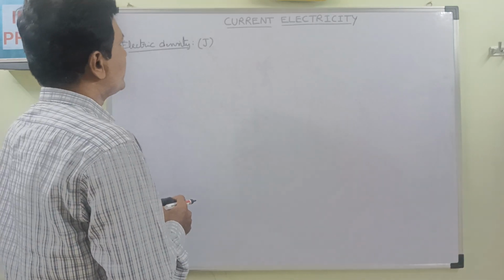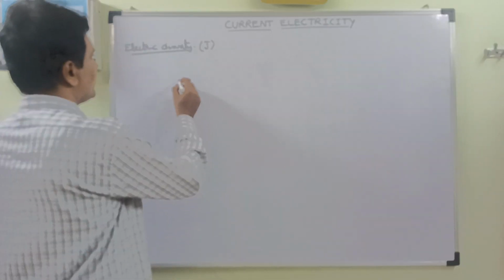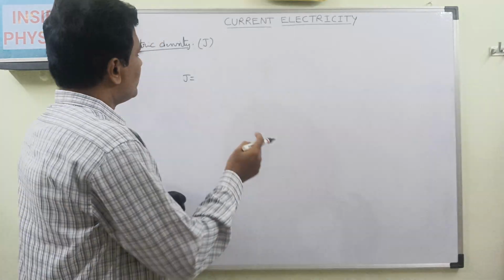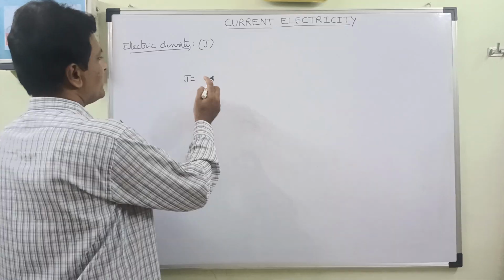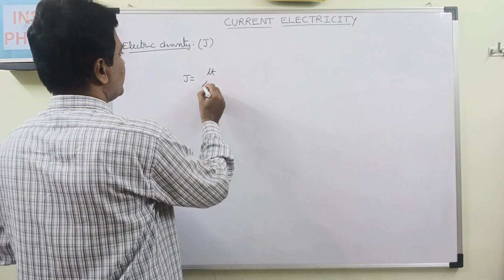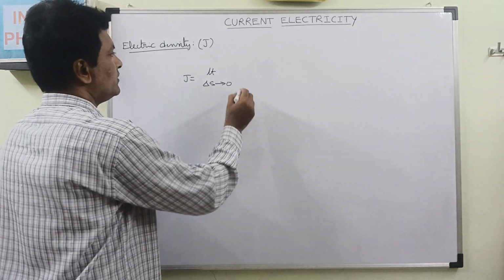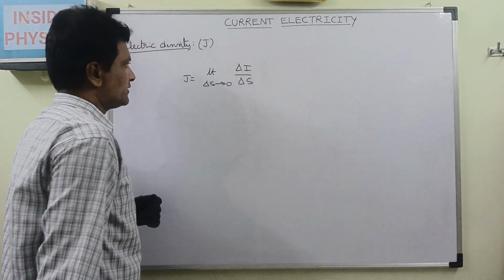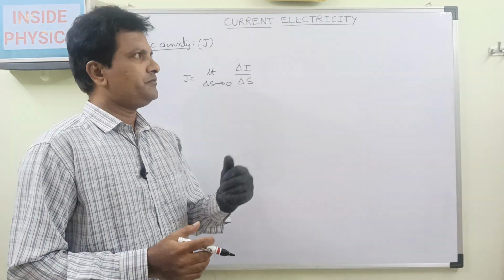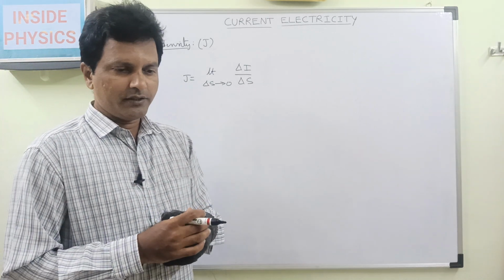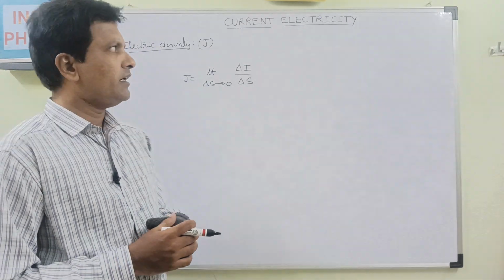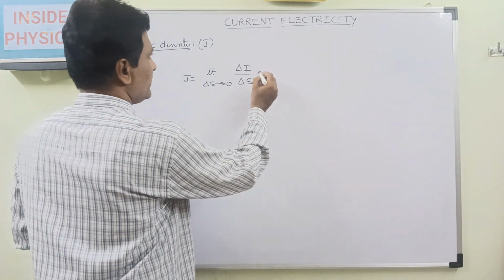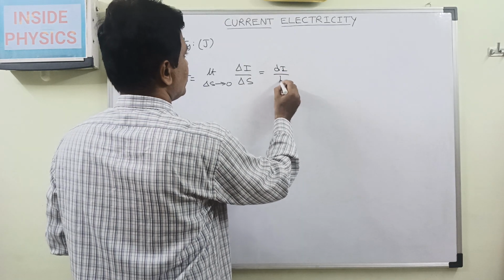The formula used for electric current density is, it is an instantaneous density, and we can write it as limit delta s tends to 0, delta I by delta s. So through a unit cross section of area, the passage of electric current signifies the current density. In this way we can write it as dI by dS.